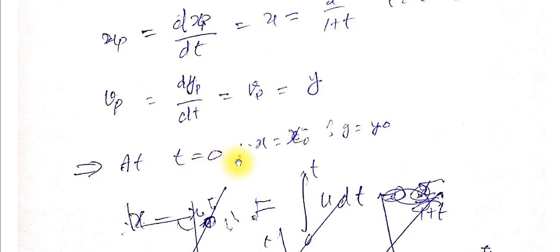So at t equal to 0, x is equal to x naught and y is equal to y naught. The distance is x naught when time is 0. So the particle is at this position in the x direction. It means in the 2D plane, the point is x naught, y naught.